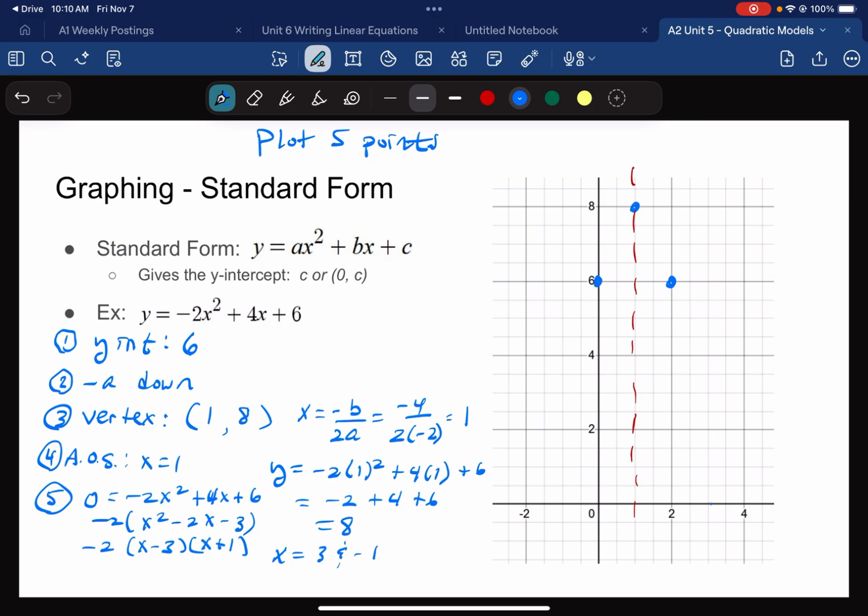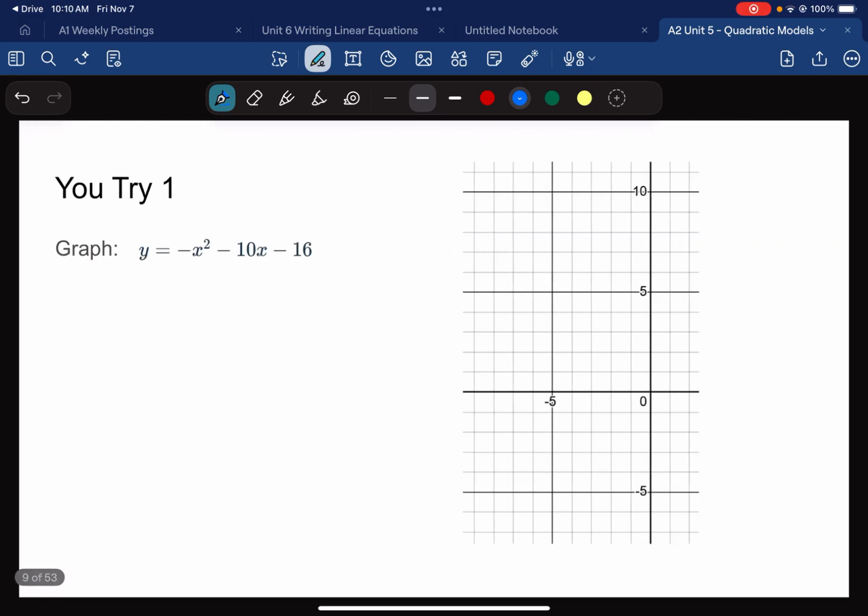Let's see how that looks on the graph. Here's 3, and here's negative 1. And hey, those are symmetrical with respect to the axis of symmetry. So there's my 5 points. So I just carefully draw this, not a shark's tooth, but kind of a rounded parabola at the end there, okay? And that's our parabola. So you guys give this one a try. Shut the video off, give it a try, and then start it back up again.